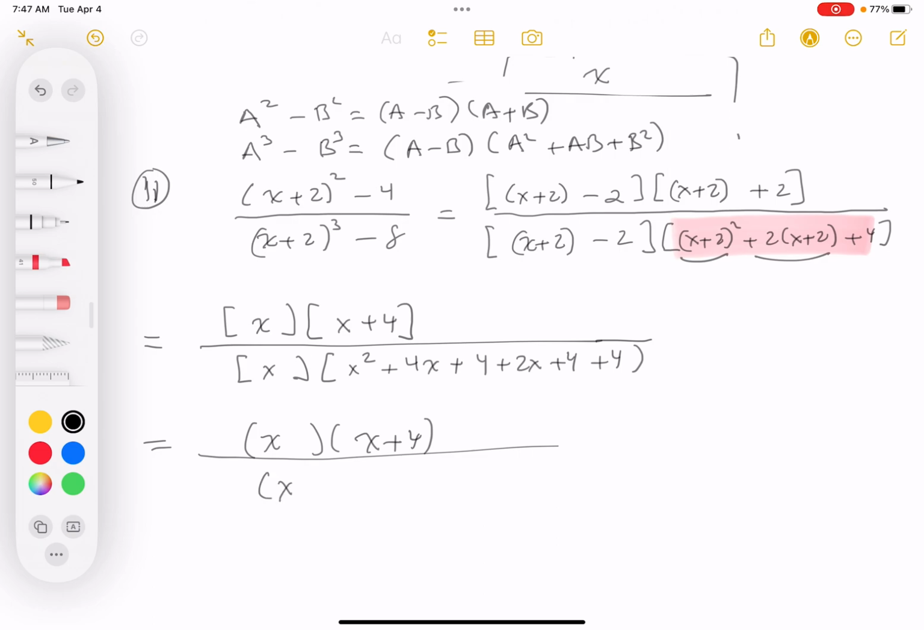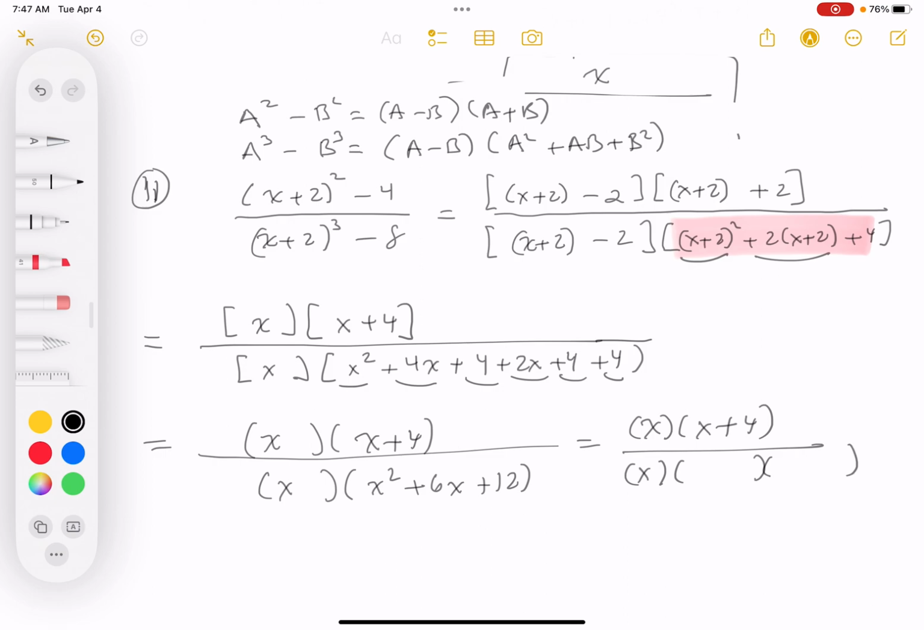I see x on the bottom as a factor. What do I see? I see x squared. 4 and 2 is 6x. And 4, 4, and 4 is 12. All right, I want to continue to factor it. I'm seeing x plus 4 on top. On the bottom, what do I see? I see x. I see the quadratic, and it looks like a nice, easy quadratic to do.